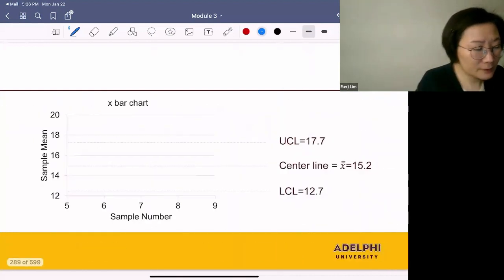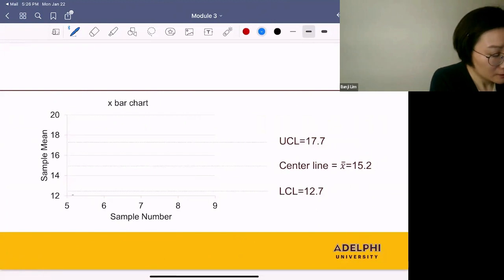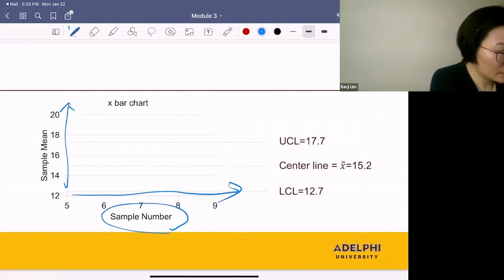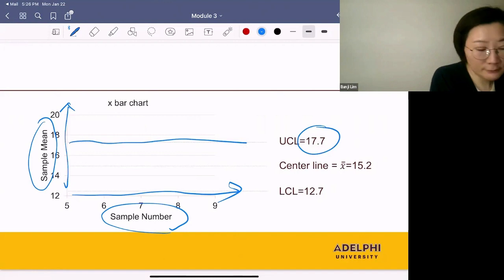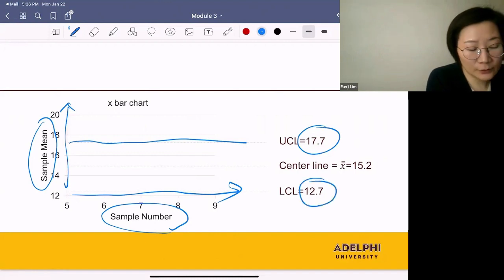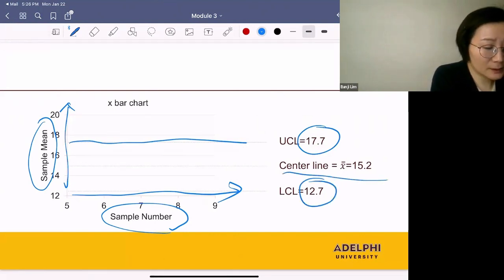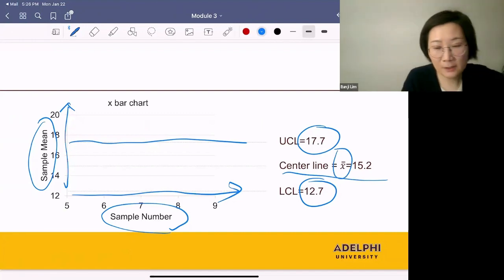So now we are ready to construct the X-bar chart. The x-axis is the sample number or week. The y-axis is the sample mean. The upper control limit is 17.7. The lower control limit is 12.7. And the center line is X double bar, 15.2.